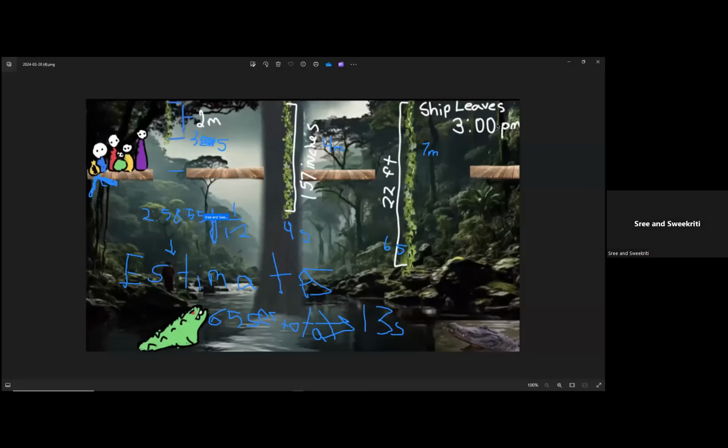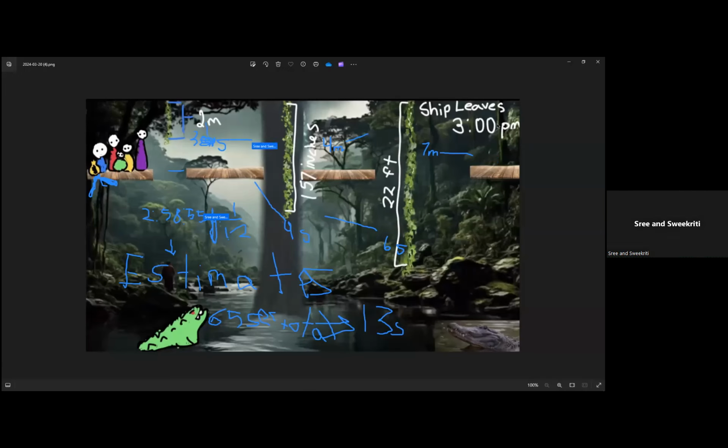So we got an approximate period for this one of 3 seconds, the second one of 4 seconds, and the last one of 6 seconds. And we converted it to 7 meters, 4 meters, and 2 meters.